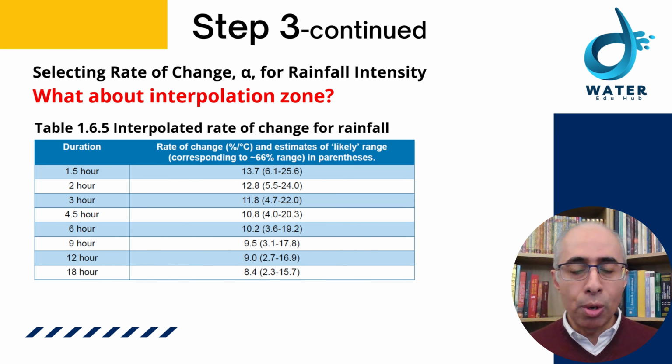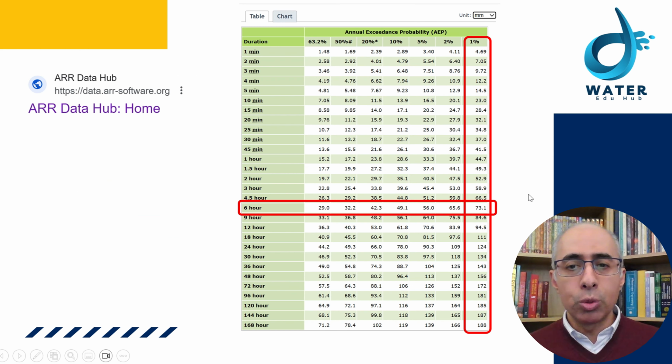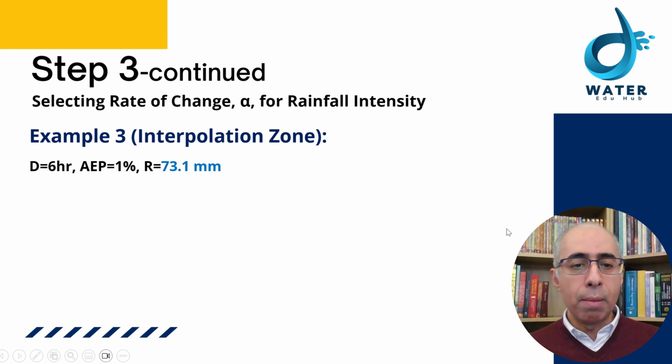This is the table that I promised to show you, table 1.6.5. And as you can see, for typical rainfall durations that we generally play with between 1 hour and 24 hours, the alpha values are provided. So I just simply pick whatever I want. Just for the sake of example, imagine I go for 6 hours and I will get the alpha of 10.2. So I refer to my IFD for the 6 hours under 1% AEP. My rainfall depth will be 73.1. And I bring it here.